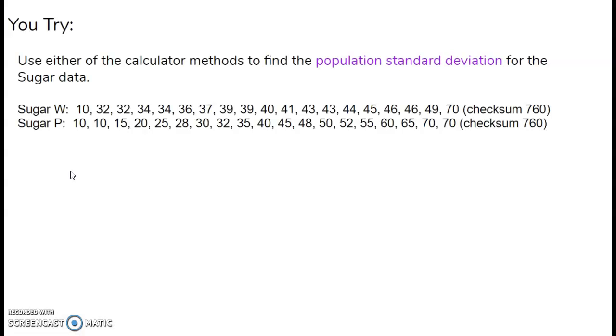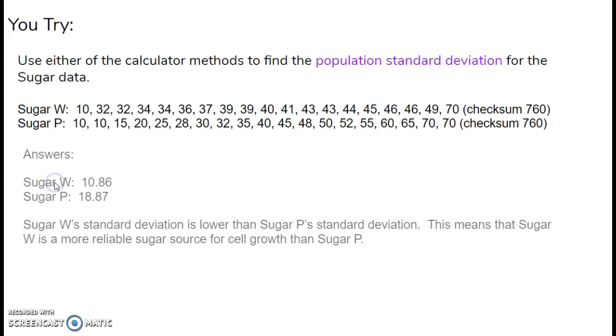So here you go again with sugar W and sugar P. You can use either of the calculator methods to find the population standard deviation for the sugar data. Here are the answers. You should have gotten 10.86 for sugar W and 18.87 for sugar P. Sugar W's standard deviation is lower than sugar P's, which we kind of already saw all along. That means sugar W is a more reliable sugar source for cell growth than sugar P.